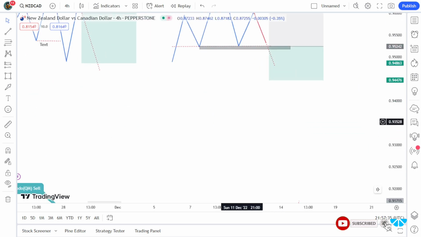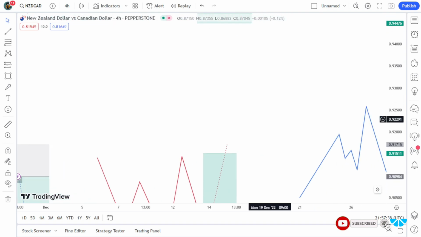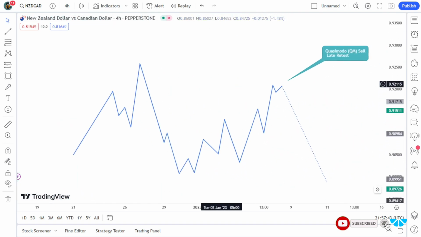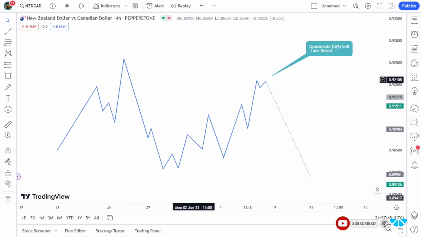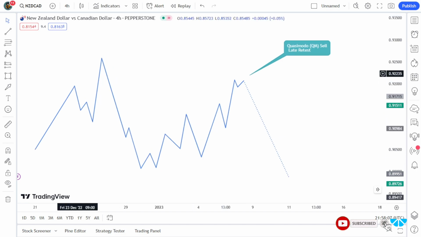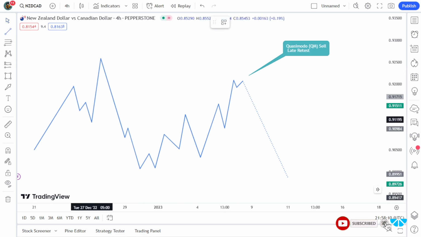Now let's look at an example I made on Quasimodo late retest. When I say Quasimodo late retest, this means that price creates a Quasimodo structure, but as you know, price action doesn't go straight. This deals more with multi-timeframing, and maybe you see a Quasimodo pattern on the one-day chart. If you turn down to the 4-hour chart, it's not going to look as straight as the one-day chart. So Quasimodo late retest is still the same scenario.